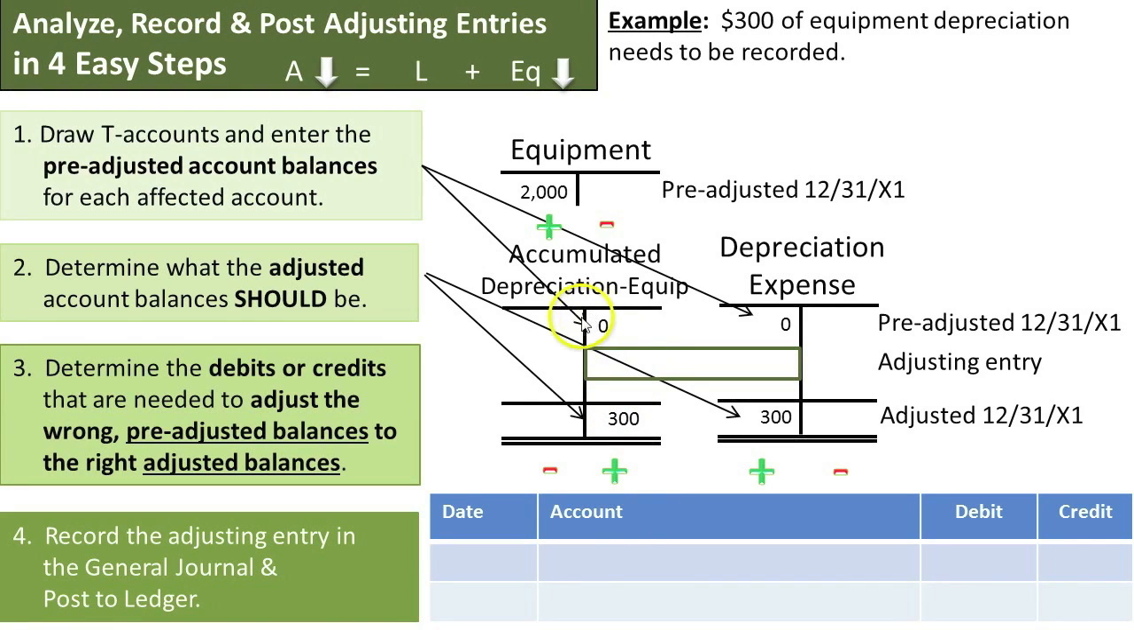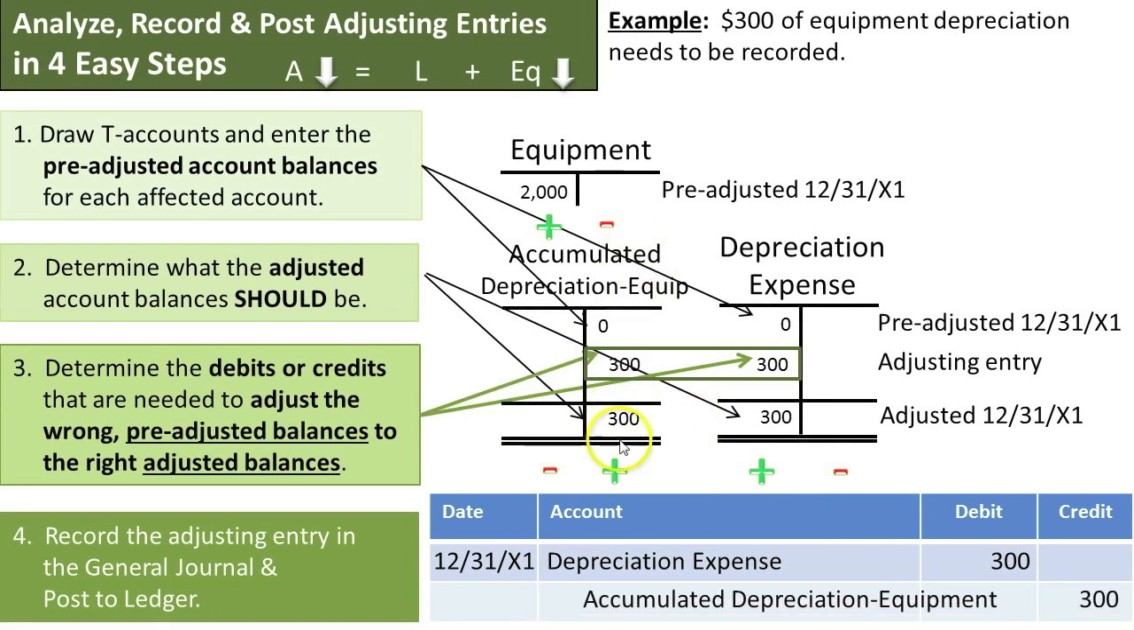How do we go from the wrong pre-adjusted numbers to the right adjusted numbers? We would have to increase our depreciation expense $300 and increase the contra asset accumulated depreciation $300. On the balance sheet, the equipment will be reported at $2,000 minus the $300 of accumulated depreciation. So the net book value of equipment on the balance sheet will only show $1,700.